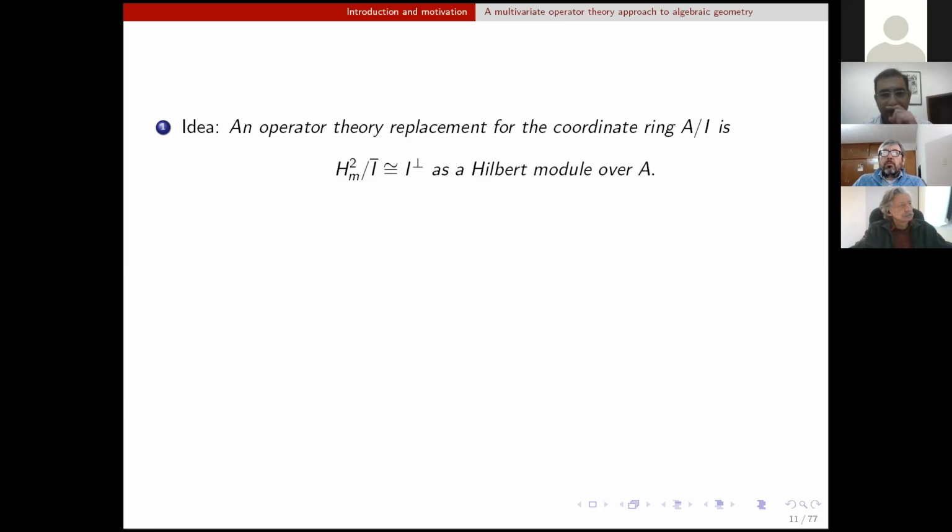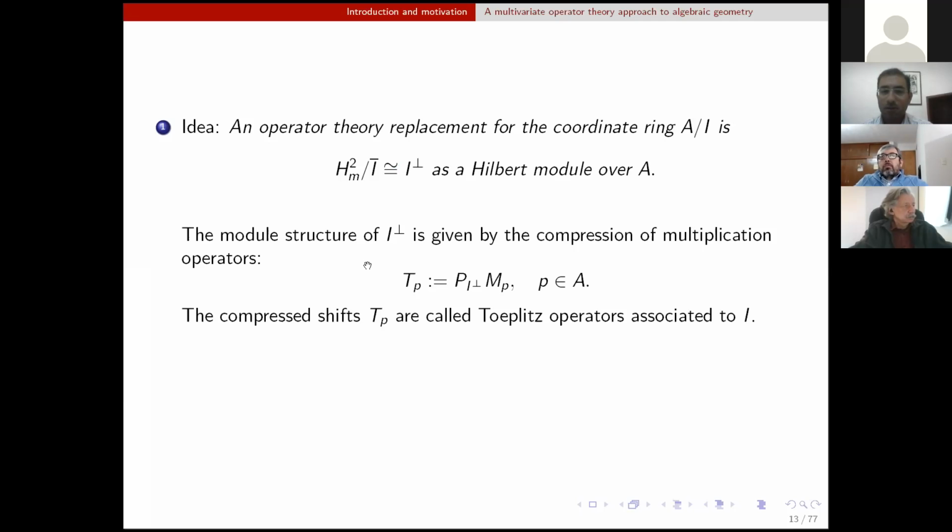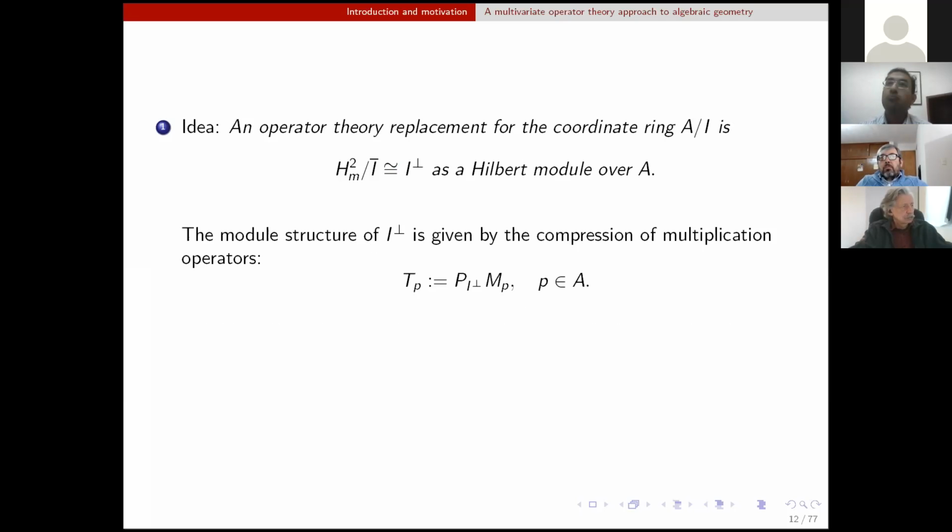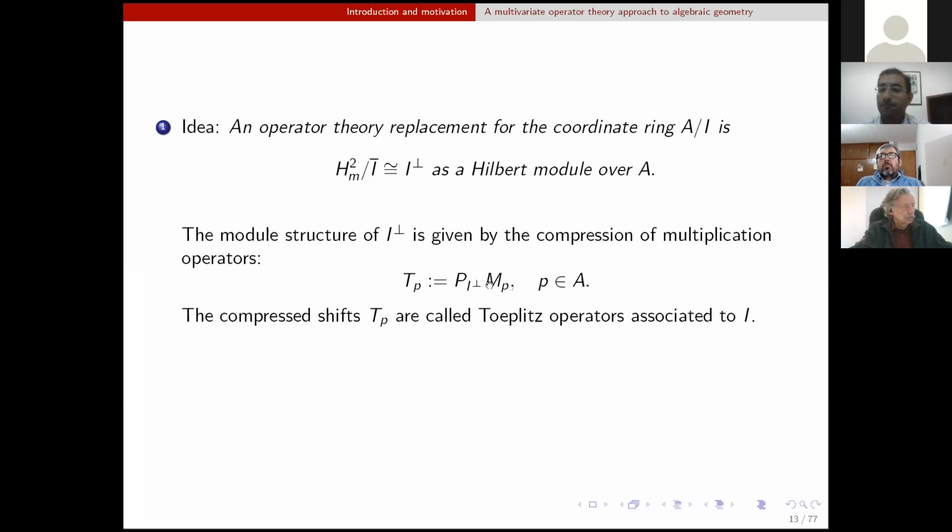So let's see if we can find. The work of Arveson and Douglas showed that you can extract some geometrical information from this multivariate operator theory object, I-perp. So this is I-perp. As a Hilbert space, it's clear what it is, right? It is the set of all analytic functions in the Drury-Arveson space which are orthogonal to every element in I. But it also has a Hilbert module structure. The Hilbert module structure is given by Toeplitz operators. So it's a Hilbert module.